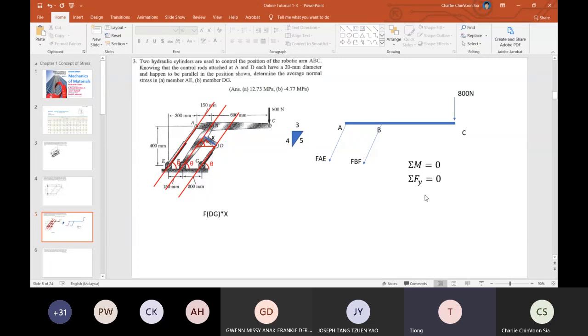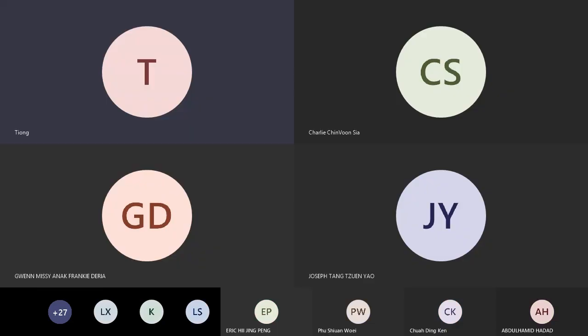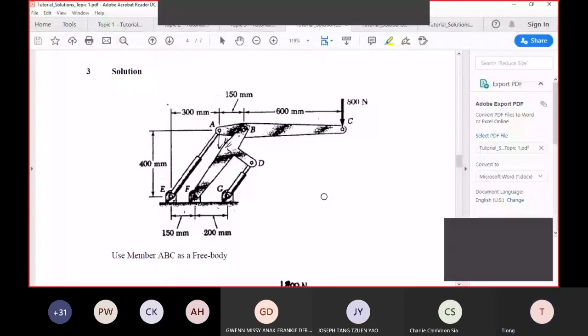Maybe I share the screen with you. Can you see my screen? This is the solution, right? It's still loading. Yes, we can see it. Okay, proceed.